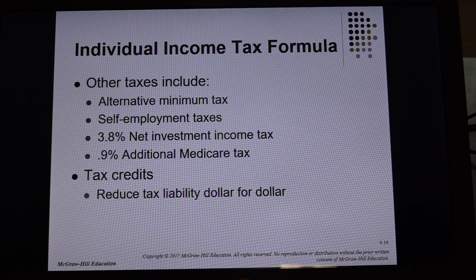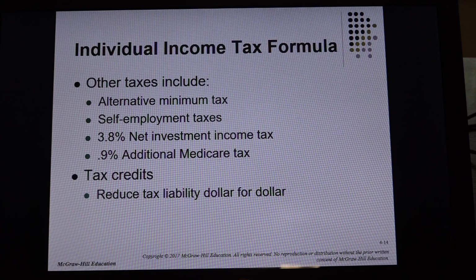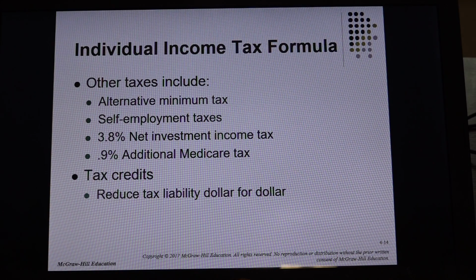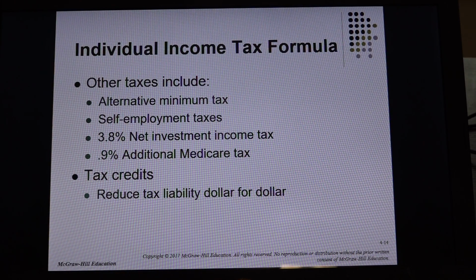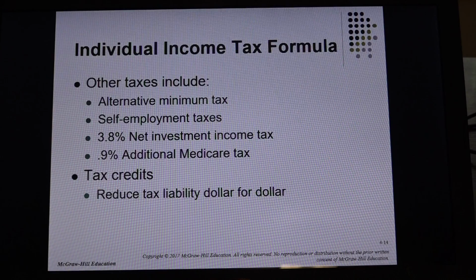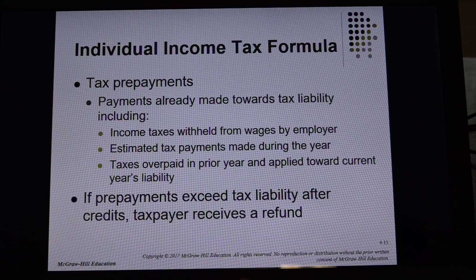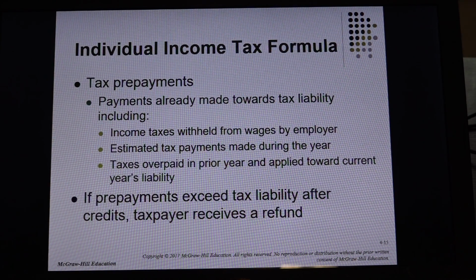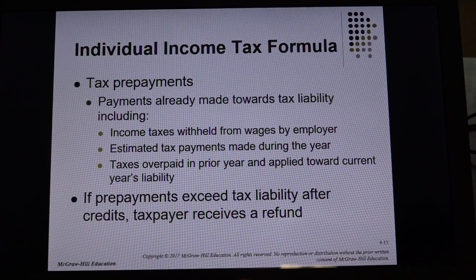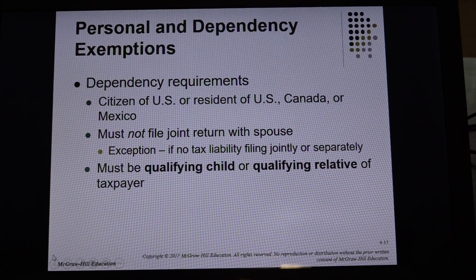After you include all the taxes that you owe, then you get to take tax credits. These are reductions in your tax liability dollar for dollar. There's a child care tax credit, a credit for educational expenses, stuff like that, that we'll look at, that reduces your tax liability dollar for dollar. And then, of course, if you've made any prepayments, you get to deduct those in determining whether you still owe more taxes or if the taxpayer should receive a refund.